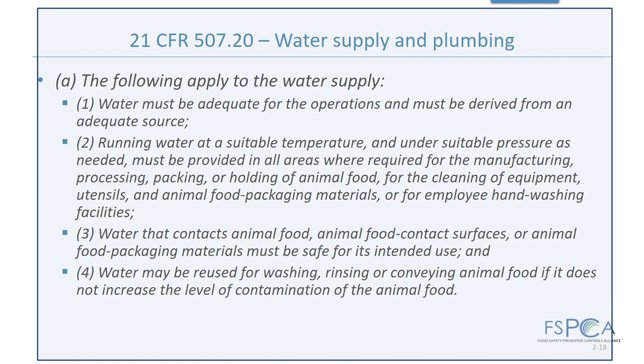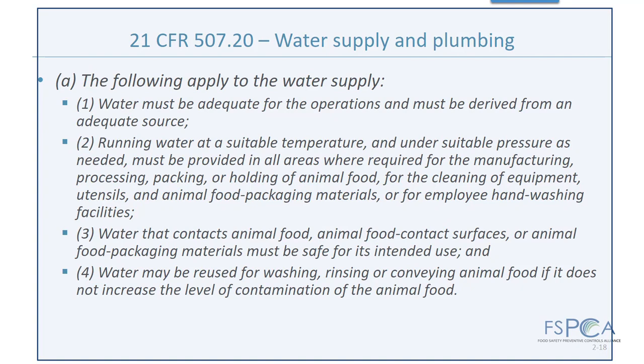Now let's talk about water supply and plumbing. So this is 507.20. Water must be adequate for the operations and must be derived from an adequate source. Notice that doesn't say potable, right? Just adequate. Running water at a suitable temperature and under suitable pressure as needed must be provided in all areas. Again, deciding what is suitable is up to the facility and the food safety team.